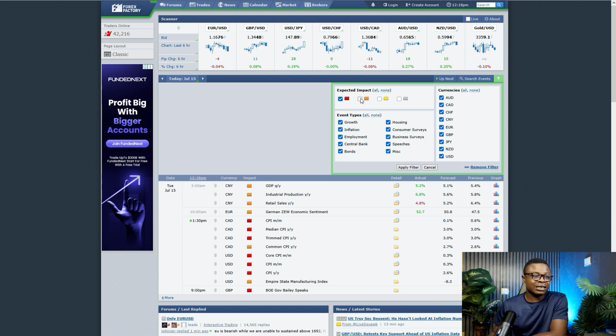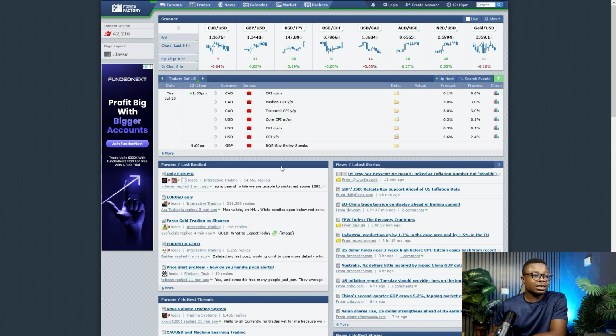If I want to take out that, I'll just go ahead and click on it, and then I click on apply filter, and you will see that it is only the high impact news that will be showing up here, which is the one with the red envelope. These ones are the ones that can move the market, right?